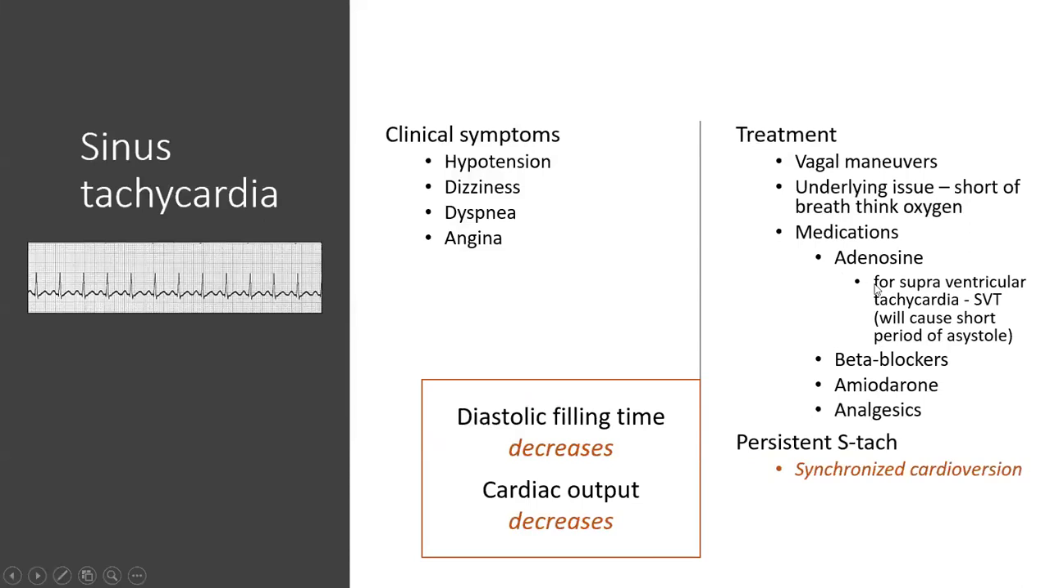Now, adenosine is a lot of times reserved for your supraventricular tachycardia, your SVT, and it will cause a short period of asystole. So adenosine is one of those drugs that if you see an order for it, make sure there's a provider in the room, because it will have that very short period of asystole. If none of these medications work and you've got persistent SVT, then we can do synchronized cardioversion. We can synchronize that on the Zoll and actually shock it back into rhythm.